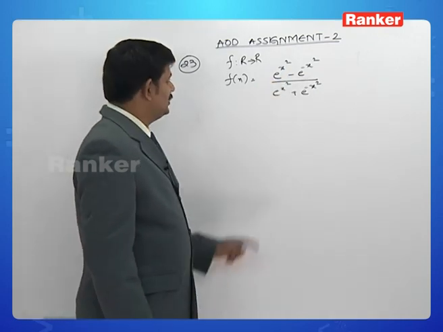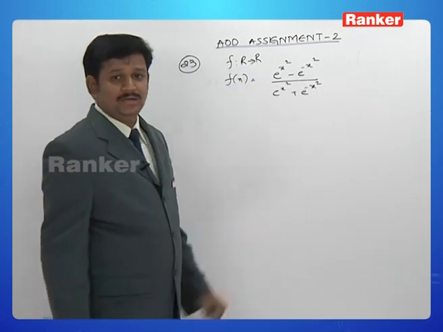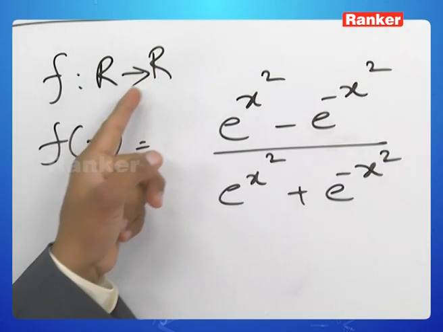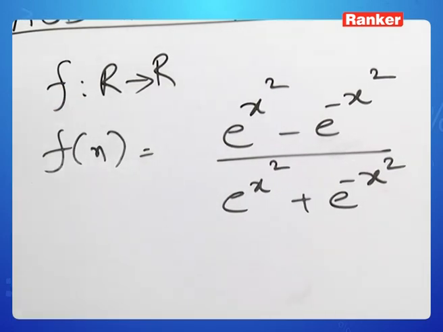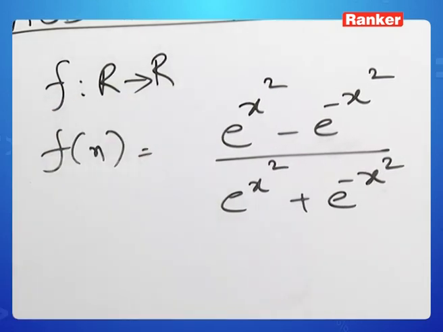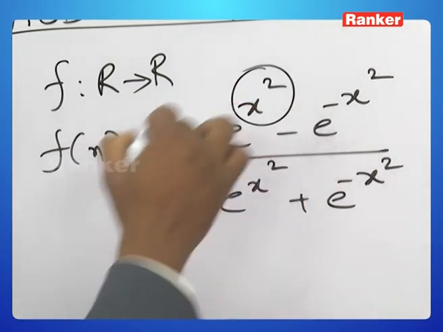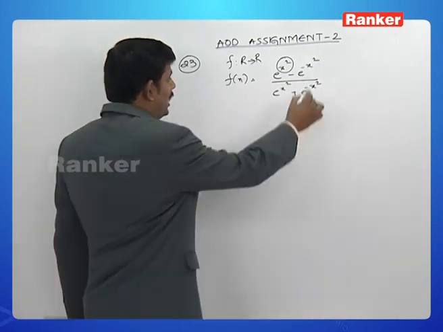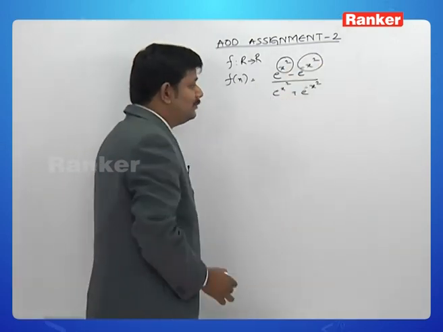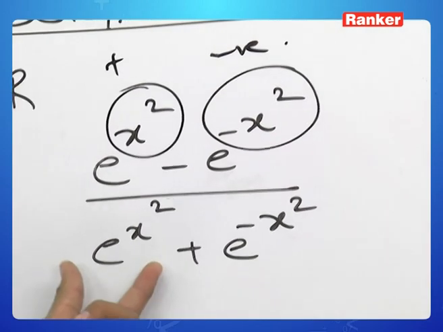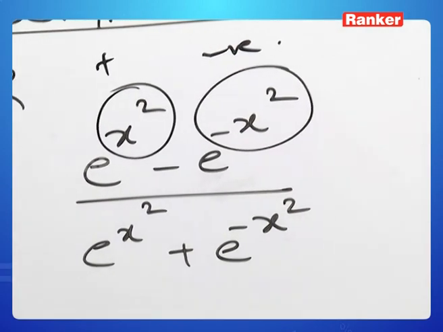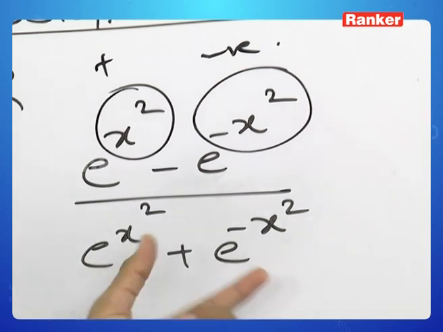You can see this function f maps R to R, that is, the codomain of this function is given to be R, and if the range is also R, then the function becomes onto. You can see x square is a positive number, minus x square is a negative number, and the denominator e power x square plus e power minus x square is always positive.